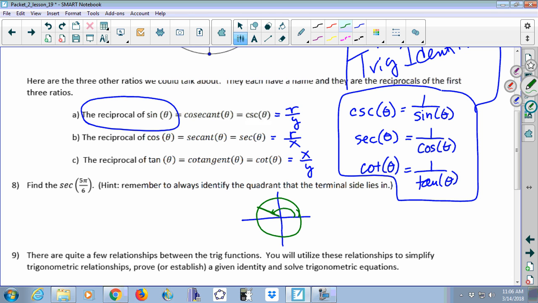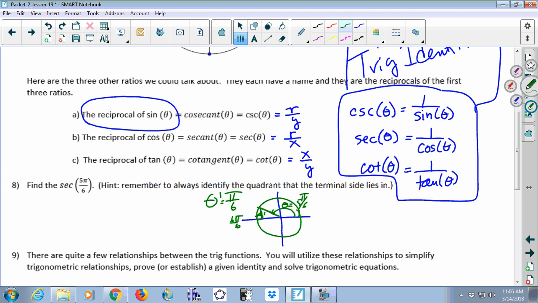Okay, here's 5 pi over 6. My reference angle is, what's my reference angle? Pi over 6, because that's how far it is back down to the x-axis. Okay, it's pi over 6 the rest of the way down, because pi is 6 pi over 6, and I've gone 5 pi over 6, so I only have 1 more pi over 6 to go.